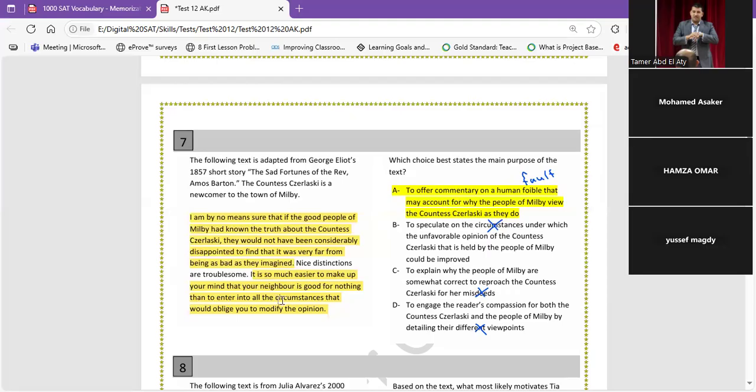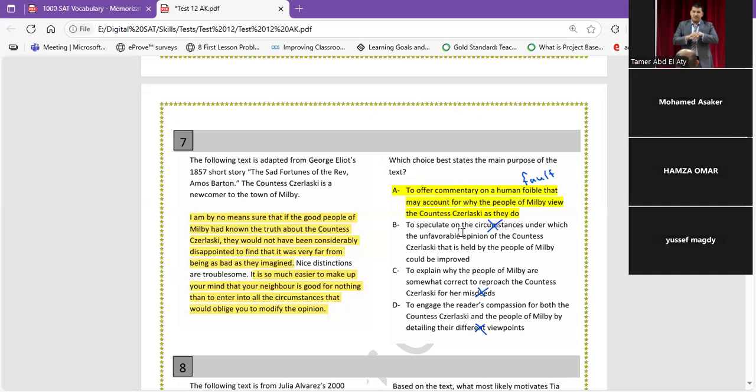Okay, "to offer commentary." Yes, commentary means an advice "on human folly that may account for why the people of Melby view the Countess Zerlisky as they do." Yes, maybe. Yes, he gave us an advice that it's better to look positively, not negatively.